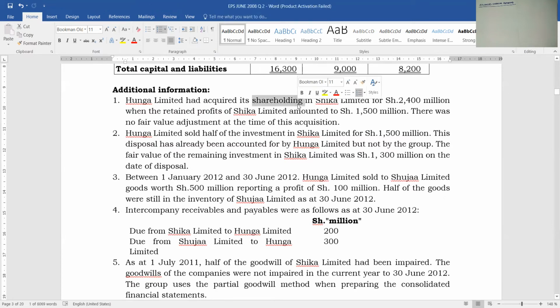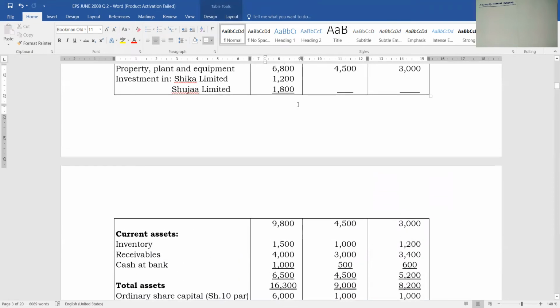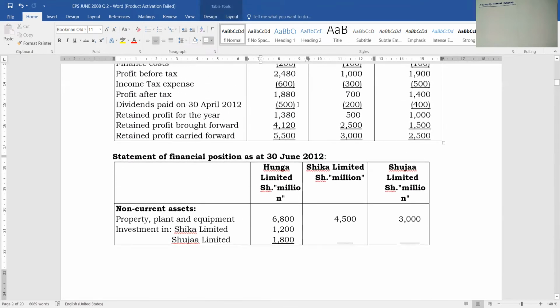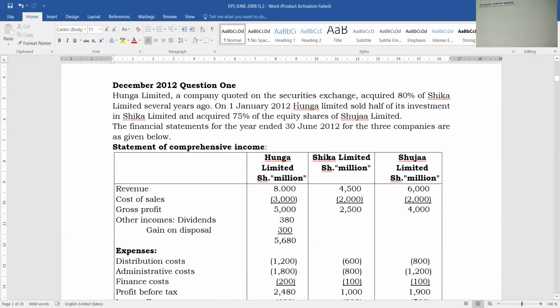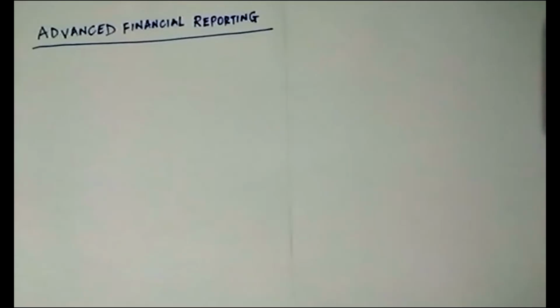So we will start the question from the point that you have to do the structured shareholdings, and then you check the timing according to the disposal, so that you know the time Shika was a subsidiary, and at the same time when Shika was an associate. Then you consider Shujaa the time it was a subsidiary, because it was acquired during the year. So we start from the structured shareholdings.